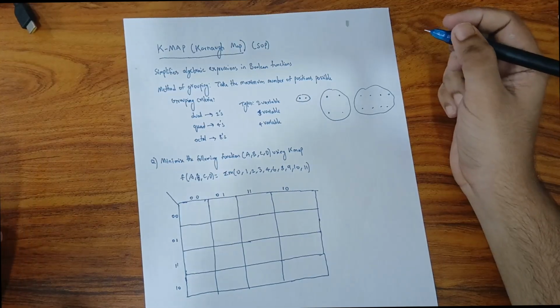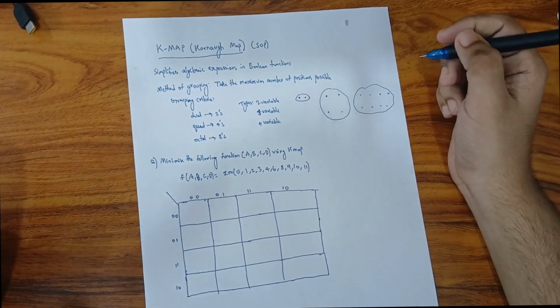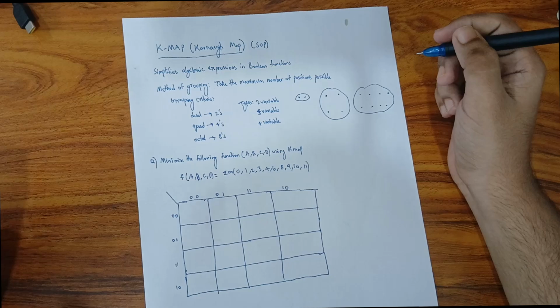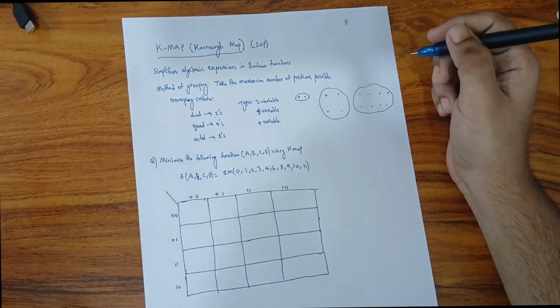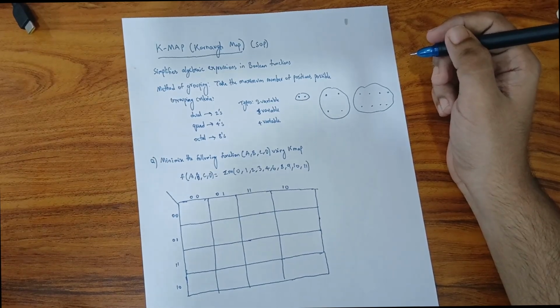Hello everyone, welcome to Lazy Man's Hardware, and today we'll be discussing the Karnaugh Map, or the K-map. This is one of the basic concepts that you'll be using in this course called digital design or digital electronics, whatever it is for you. This is one of the most common and very basic concepts in this course, and today we'll be taking a look at it.